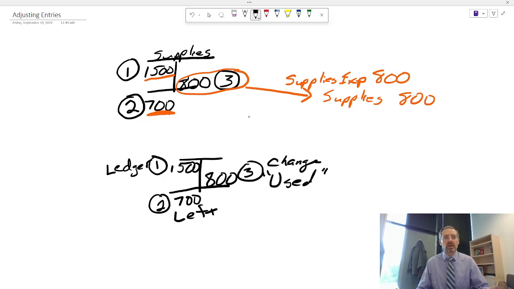So you can use this process in the adjusting journal entries as we make them. This also comes in handy throughout accounting, using this three-step process and understanding debits and credits and how we change accounts to what we want them to be.